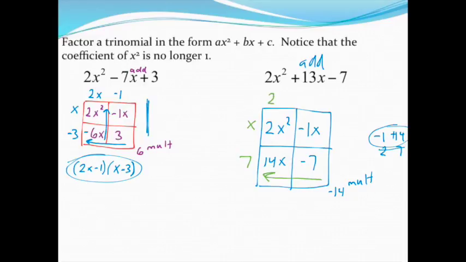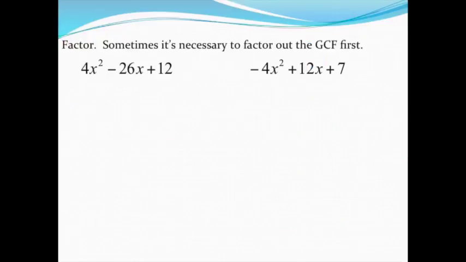If I look up and down this column, they have a 2x squared in common, and finally -1x and -7 have nothing in common, but I can always take a 1 out, and since I want my signs to match, I'll take out a -1. So my factors here are 2x minus 1 and x plus 7. And again, the order that you write those factors in does not matter.